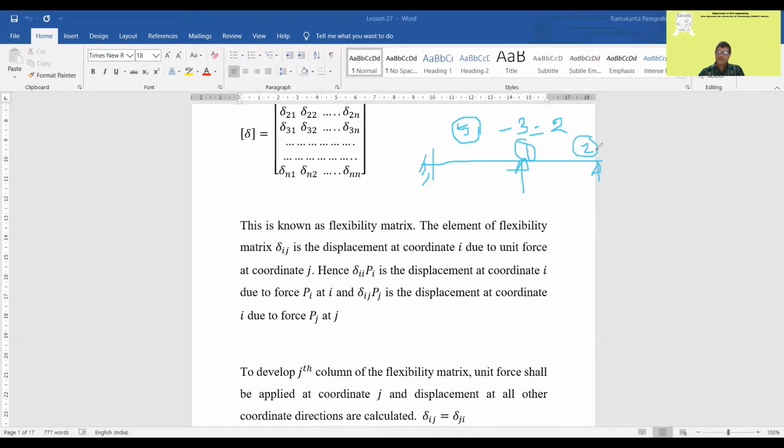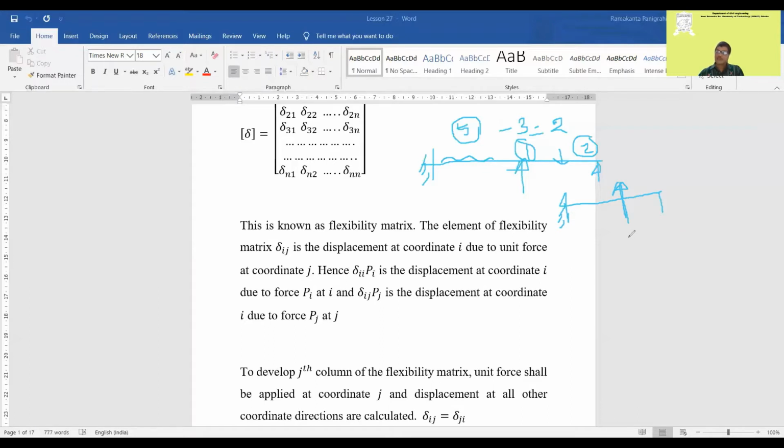With the 2 redundants, we remove them and find the released structure. This is the released structure where no applied force is there. Of course, the applied forces will come on the members. But how do we find delta 1 1, delta 2 1, delta 2 2 and so on? I will apply a unity force at coordinate 1 like this. Due to this force, you have to find the deflection here and the deflection here.